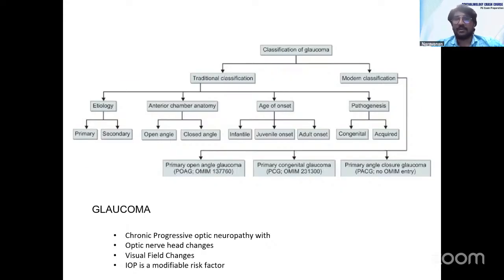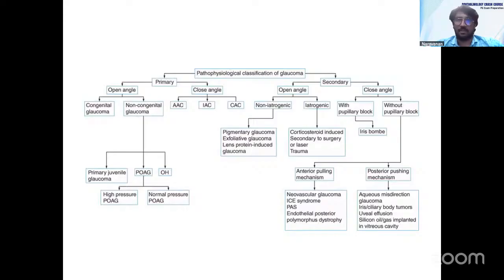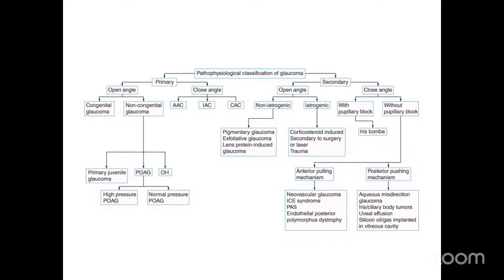So when we look at the pathophysiological classification, we see it as primary and secondary glaucoma, and especially if it's a secondary glaucoma, we look at the cause of the glaucoma. If there is an open angle, it could be because of a pigmentary glaucoma, exfoliative glaucoma, lens-induced glaucoma like phacolytic or phacoanaphylactic, or a steroid-induced glaucoma. And if it's a closed angle, there is a pupillary block or a non-pupillary block. And if it's a non-pupillary block, it is either an anterior pulling mechanism or a posterior pushing mechanism, like in neovascular glaucoma, iridocorneal endothelial syndrome, aqueous misdirection, etc.